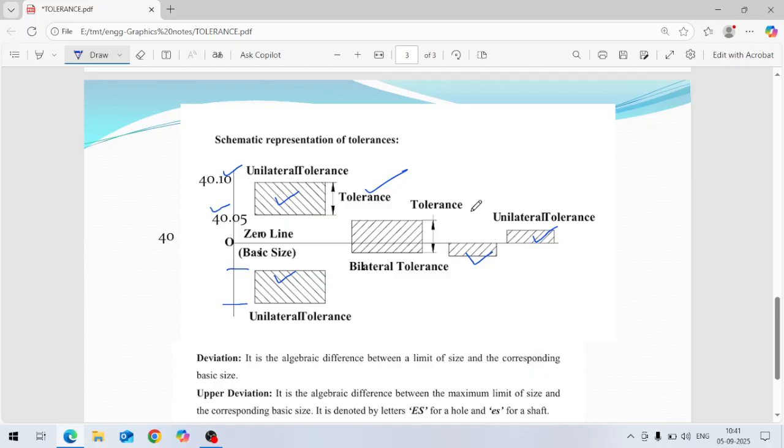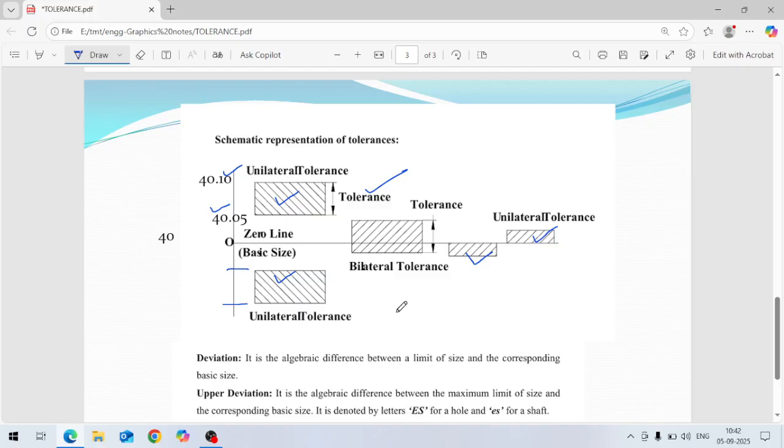In this also, these limits: one limit is 40.05 on the upper side, the other limit is 39.95, and upper minus lower is the tolerance. This area is called the tolerance zone, and this zero line is our basic size. Okay, so this way we can say this is the systematic representation of tolerances. How to represent the tolerances? What is bilateral and what is unilateral?